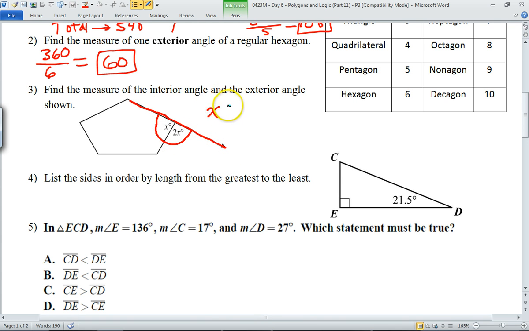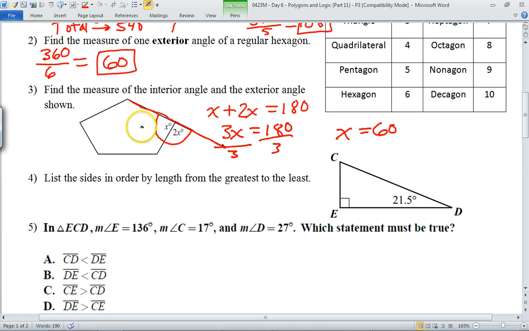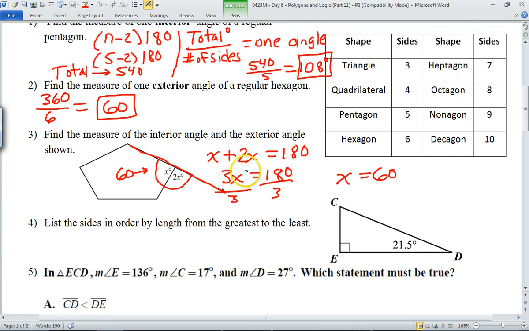That's why I should be able to make this equation. X plus 2x should equal 180 degrees. And I already heard several people telling me, if I combine these like terms, what do I get? 3x equals 180, right? Divide by 3. So what do I get? X equals 60. So that is the interior angle. 60? I thought it was 108. We're on number 3. Yeah, I get that. Why did you think it was 108? Because I did 520 divided by 5. Okay.